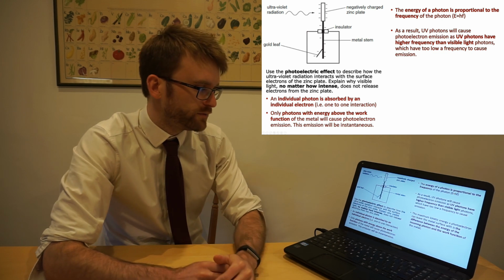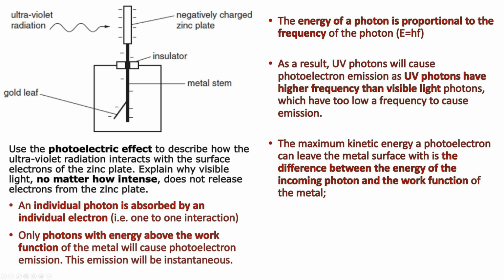We're just going to add on that if there is any excess energy, the maximum kinetic energy of a photoelectron is the difference between the energy of the photon and the work function of the metal. It's the energy that's left over from that interaction.